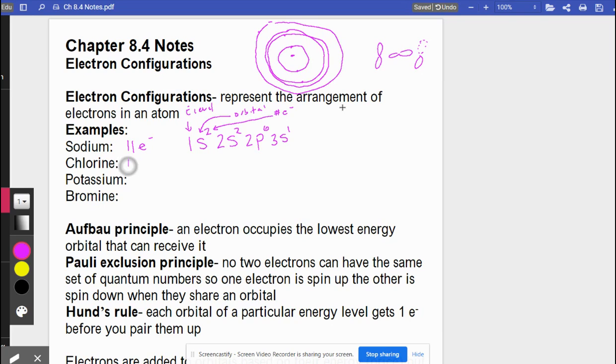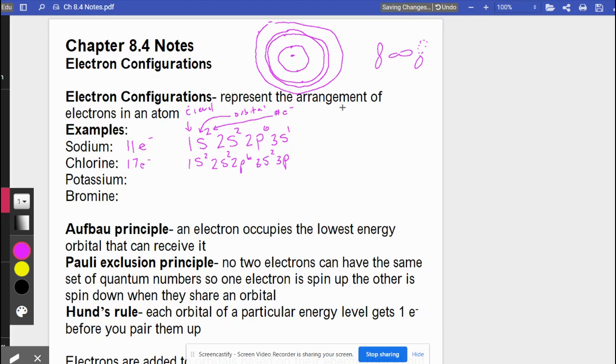Chlorine is a bigger nucleus. It has more protons and therefore more electrons. It has 17 electrons in it. I'm just going to go ahead and copy what we have here because it's going to fill in the exact same order. They always fill from lowest energy level to higher. 1s2, 2s2, 2p6, 3s2, and then we're going to move out to after 3s would be 3p.